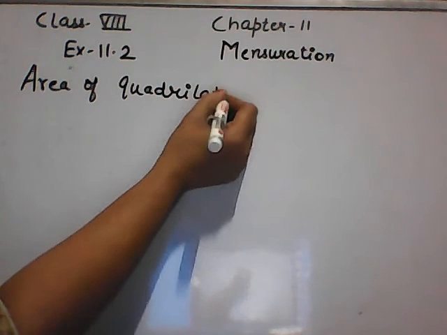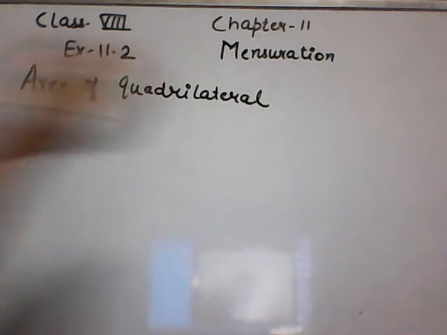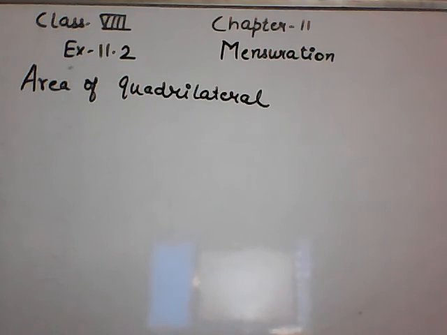A quadrilateral is a closed figure formed of four line segments. Any closed figure that is bounded by four line segments is called a quadrilateral. Let us discuss some formulas for the area of a quadrilateral.